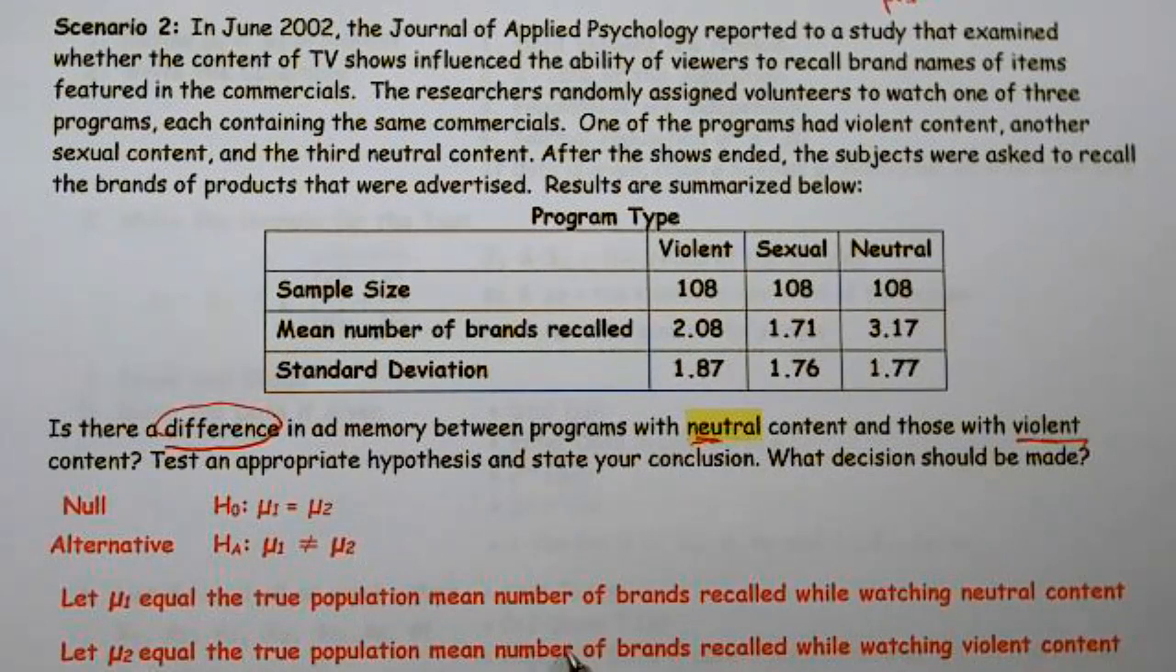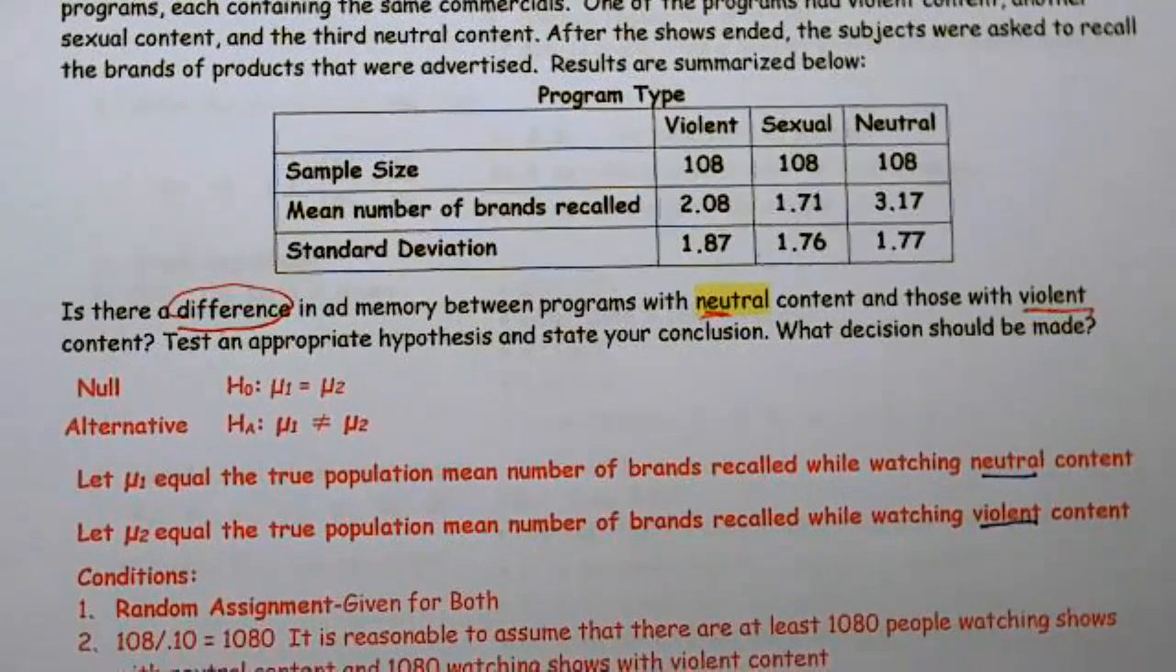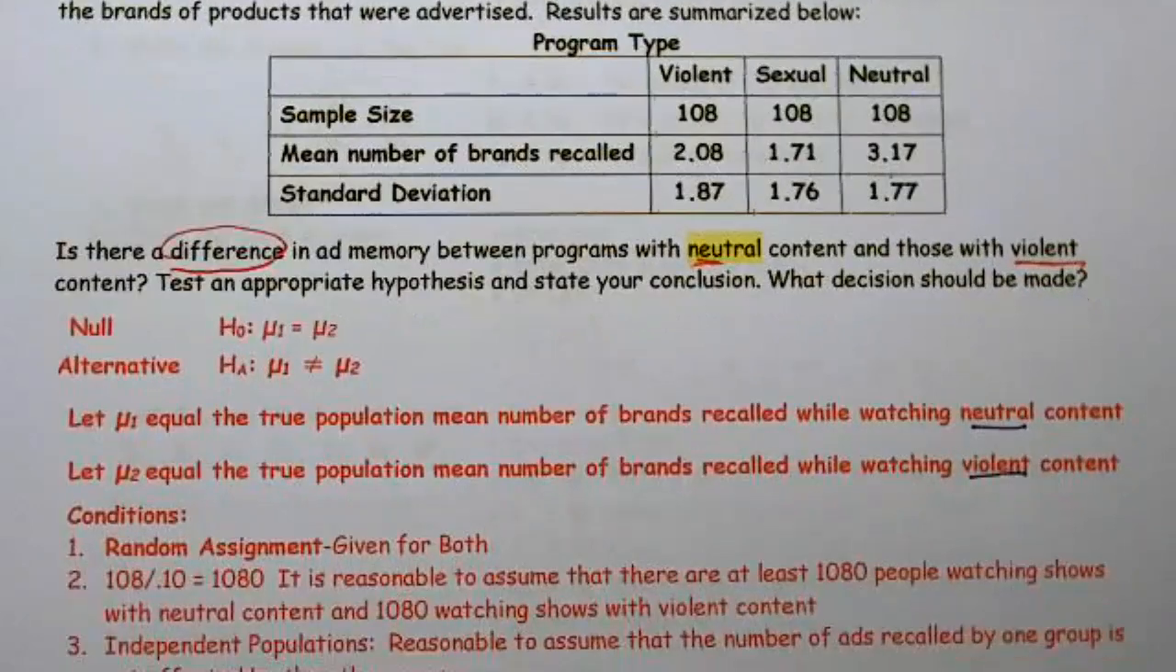I said let mu1 equal the true population mean number of brands recalled while watching neutral. So it's very important that we know which one we're using. And over here, mu2, true population mean number of brands recalled while watching violent. So we have neutral versus violent for mu1 and mu2. Random assignment was given for both, so we're good to go on that.